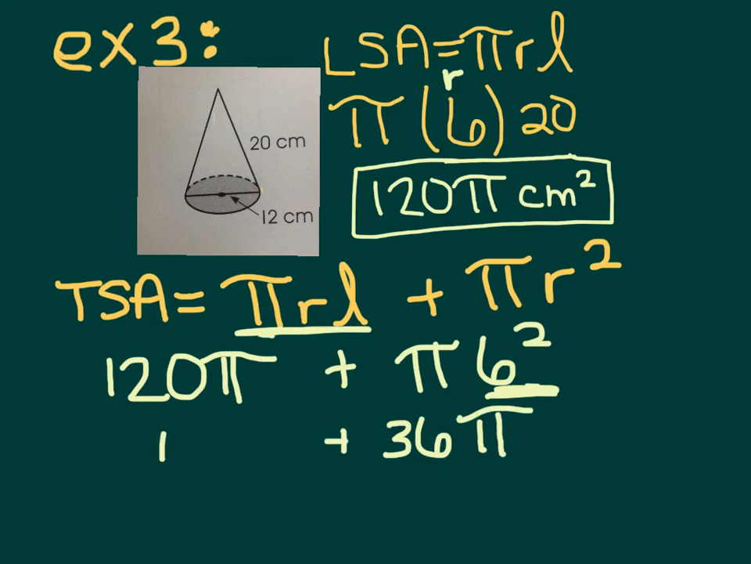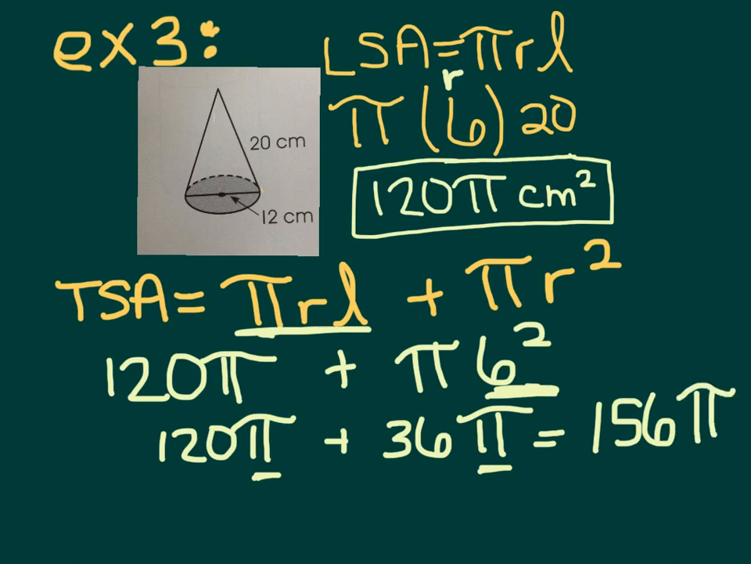So I'm just going to bring this down. We do have like terms. They both have the pi. So we're going to add our like terms. 120 plus 36, we get 156 pi. And this will be centimeters squared.